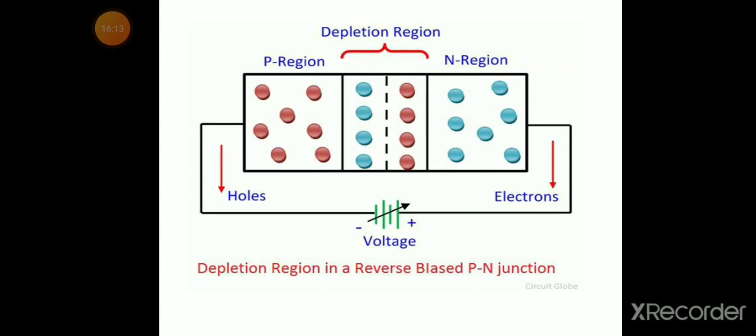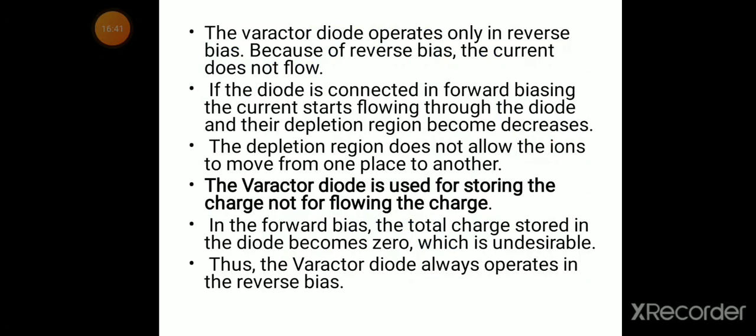So this is the diagram: depletion region, P region, N region. We are connecting the depletion region in a reverse biased PN junction diode. In the depletion region, we have some electrons which oppose the electrons from the N region, and the holes in the depletion region which oppose the holes from the P region.